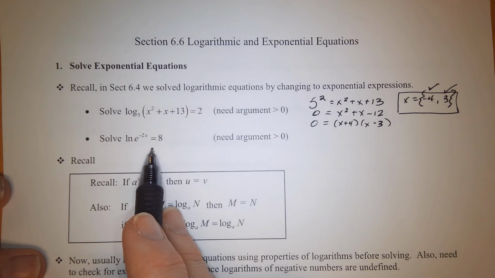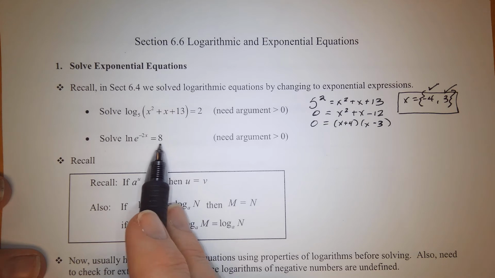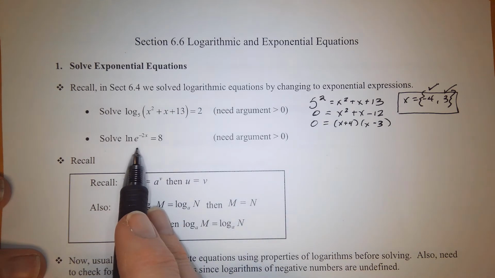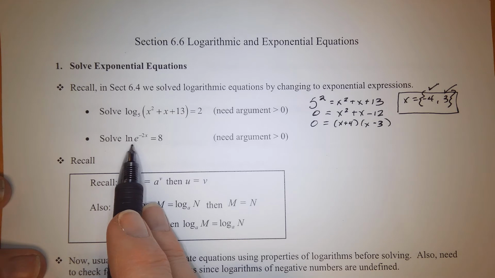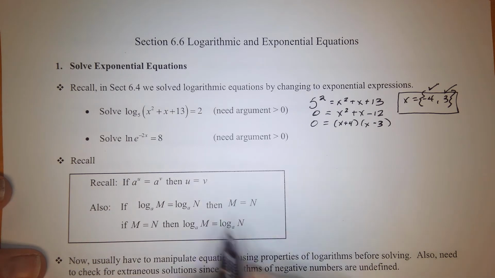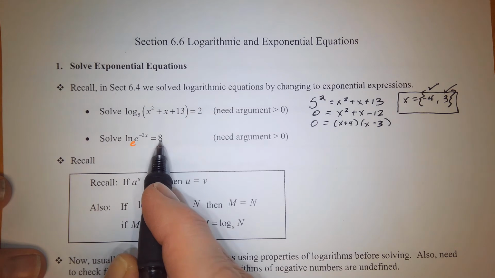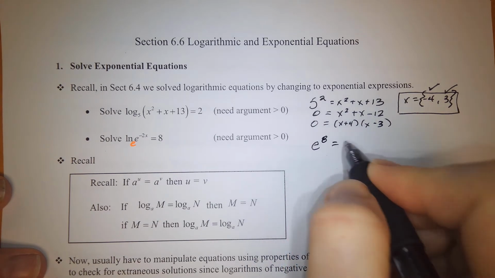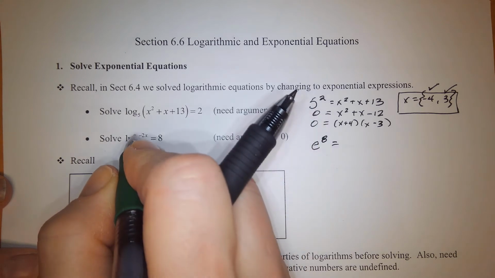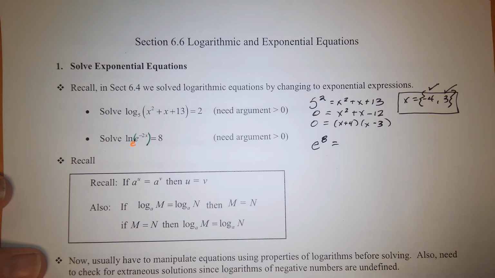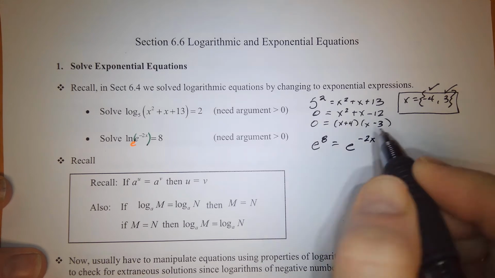Let's also change this to exponential form to determine whether it also is a solution, to solve for x. So let's put this in exponential form. Recall what the base of a natural logarithm is. The base of a natural log is e. So there is a hidden base in here, which is a base of e. So when we change this to exponential form, this says e to the 8th power equals the argument. The argument is this inside the parentheses, which is e to the negative 2x power.